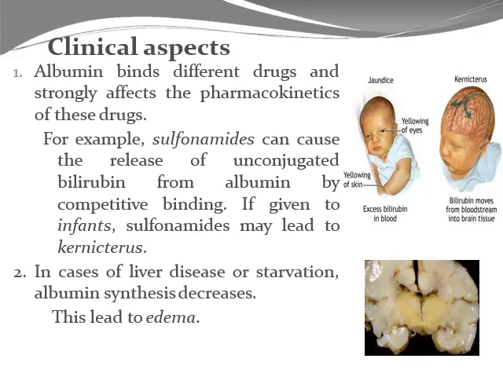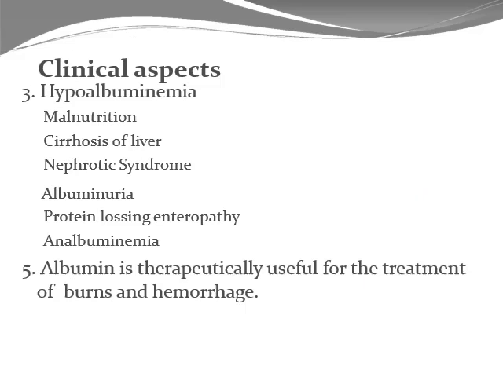In case of liver disease or starvation also, we know albumin can decrease and it may cause edema. It can cause a condition called hypoalbuminemia, which may be found in malnutrition or cirrhosis of the liver. It can also be used for therapeutic purposes, for treatment, especially for burn victims and for patients who have a history of hemorrhages. For them also we can use it. So albumin is a very important compound in the body and serves several purposes.